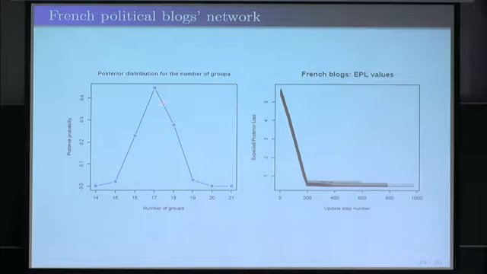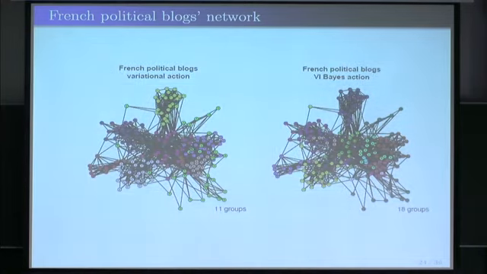And here's a trace of the expected posterior loss as a function of the number of steps of the algorithm. Right. So here's a rendering of what the variational output looks like. It shows 11 groups, while our VI Bayes action chose 18. So a finer partition than what was returned from the variational algorithm.